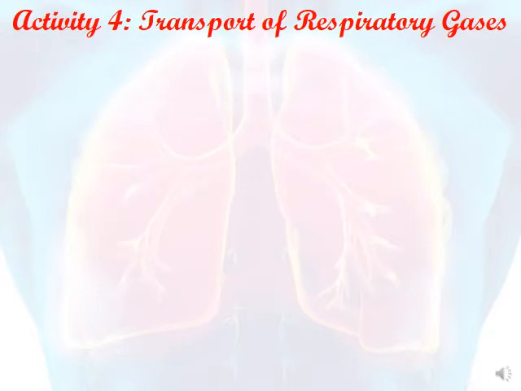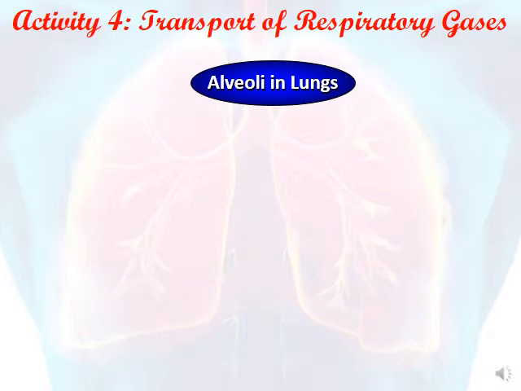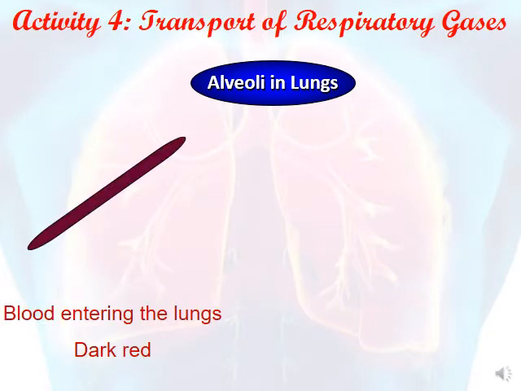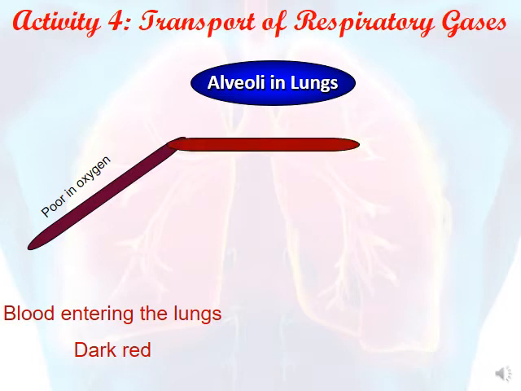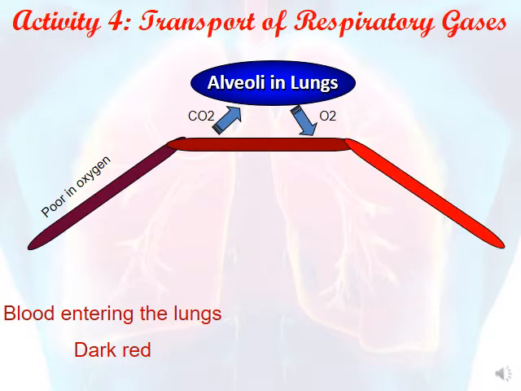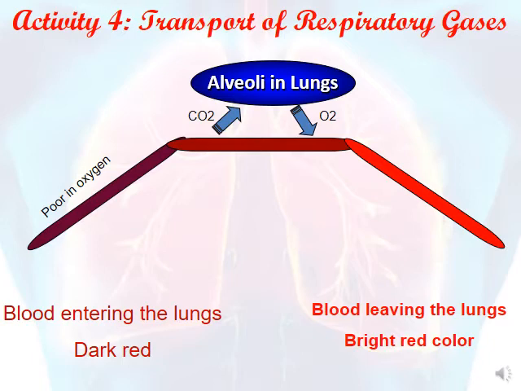Activity 4, transport of respiratory gases. In this figure, we have blood entering the lungs. The blood entering the lungs has a dark red color. Why? Since it's poor in oxygen gas. Whereas blood leaving the lungs is going to be bright red in color. Why? Because it's rich in oxygen gas.